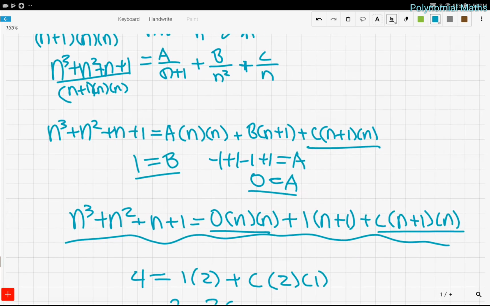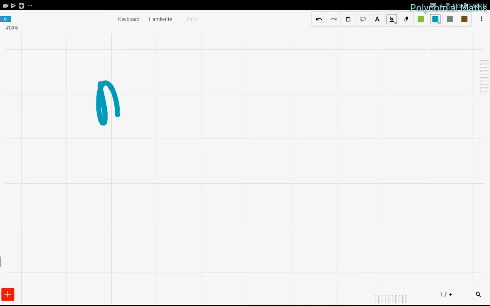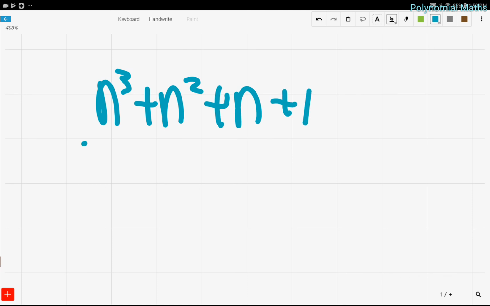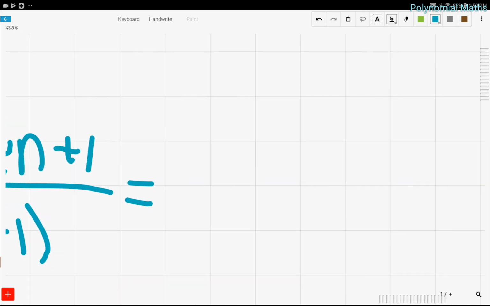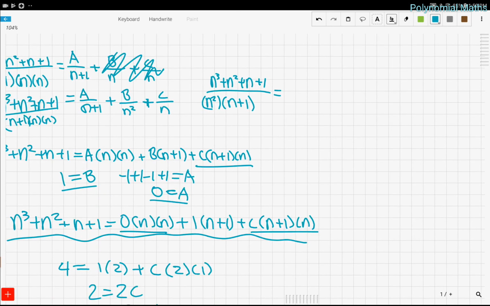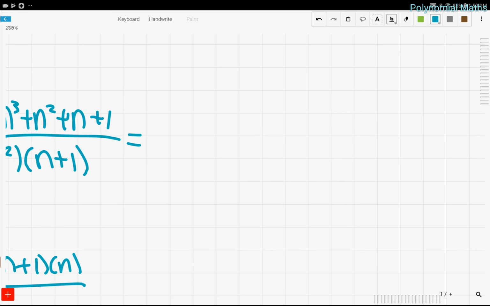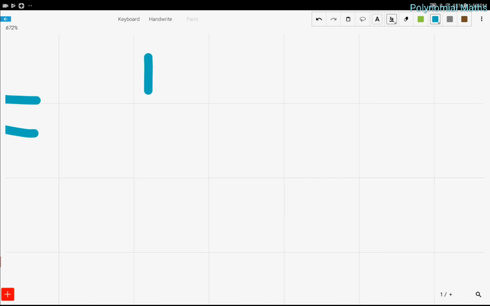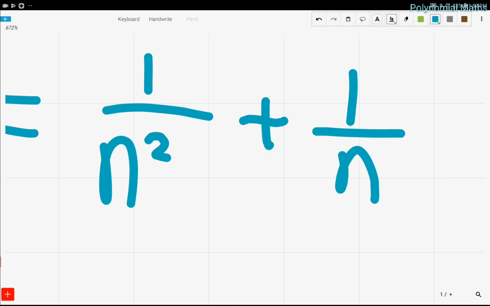So now, after doing our partial fraction decomposition, we know that n cubed plus n squared plus n plus 1 all over n squared times n plus 1 is just equal to, let's look back at our work over here, 1 over n squared plus 1 over n.